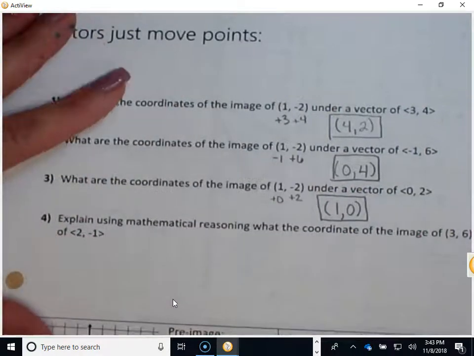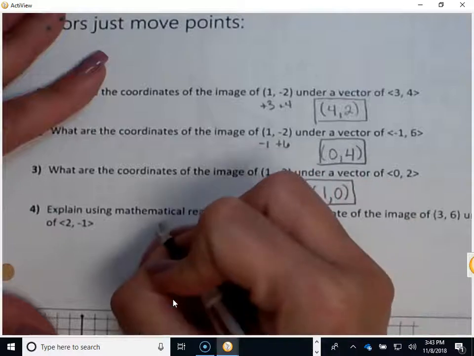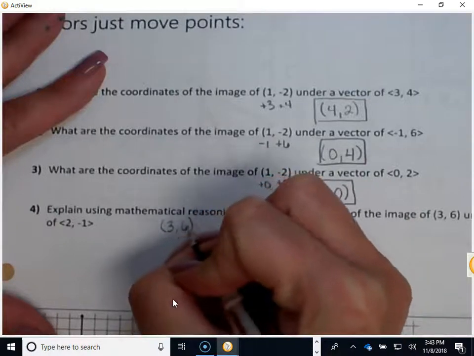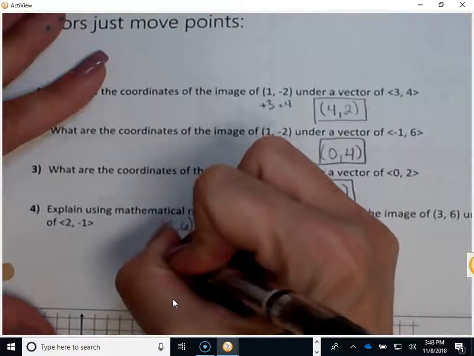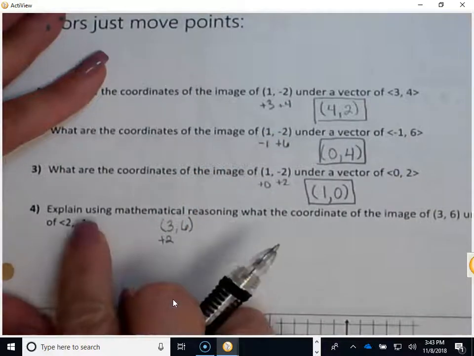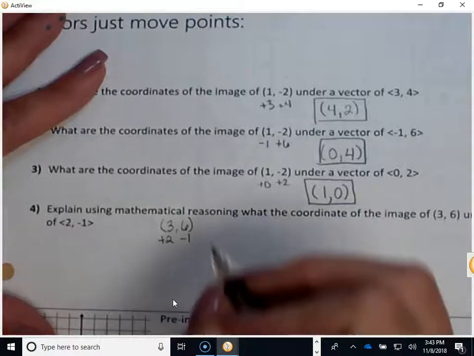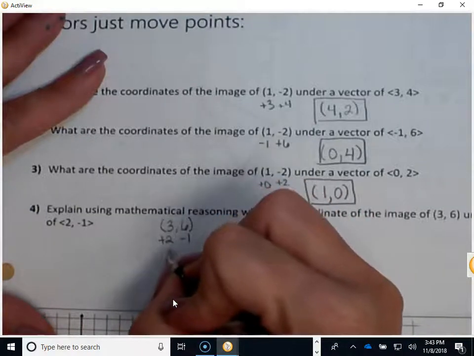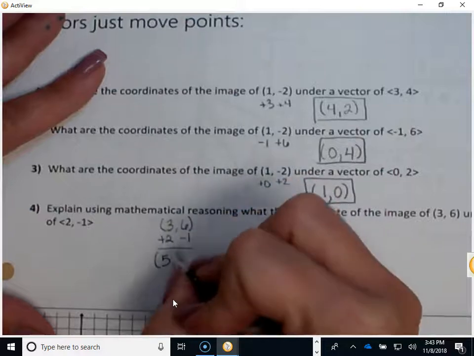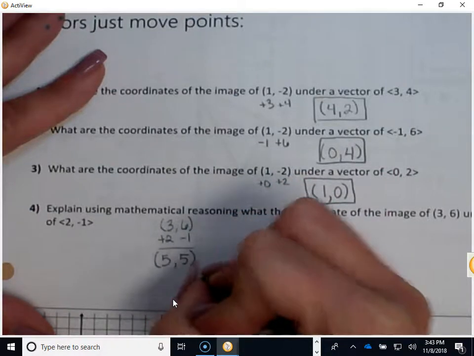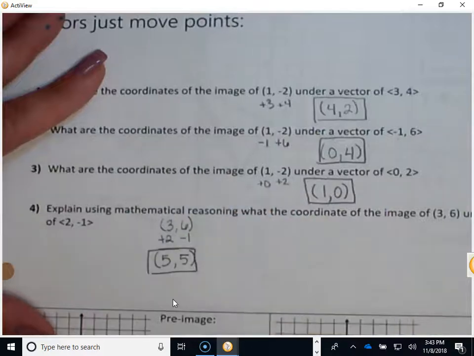I'll give you a couple examples of the way we can write this using mathematical reasoning. You can write the point 3, 6. And then since it's a positive 2 here, put a plus 2 under the 3 because that's in the x-coordinate position. And since that's a minus 1, or a negative 1, we can put minus 1 here for the y-coordinate position. And then show that 3 plus 2 gives me 5 for my x-coordinate, 6 minus 1 gives me 5 for my y-coordinate. And then just circle your answer, or box it.